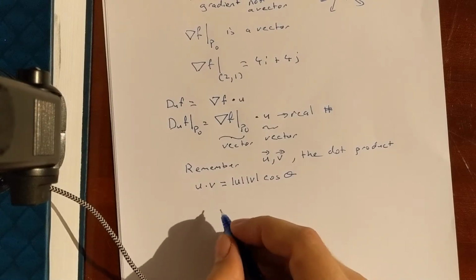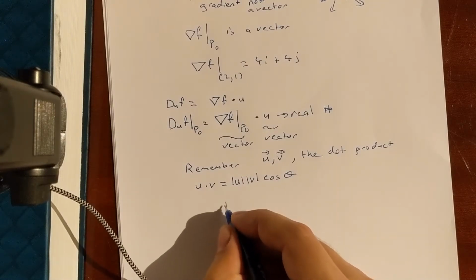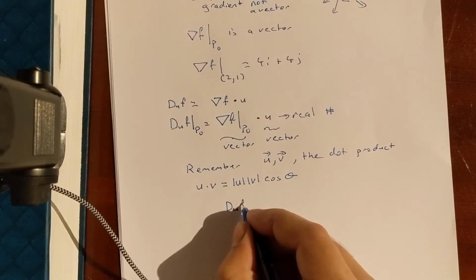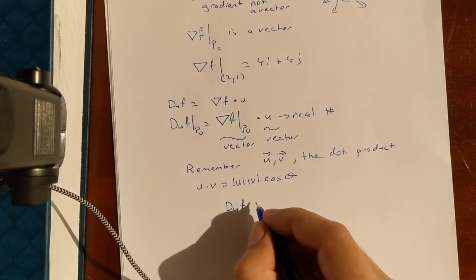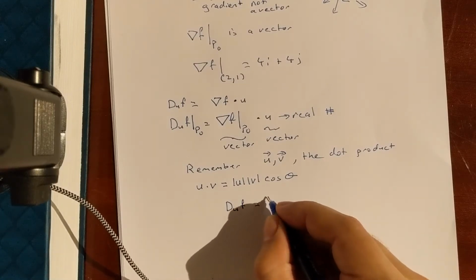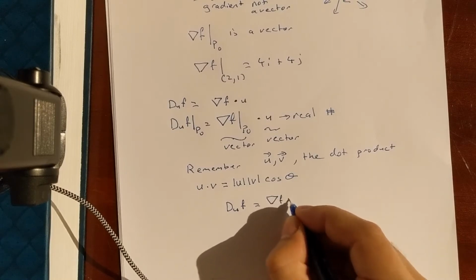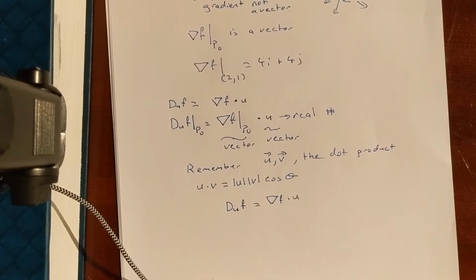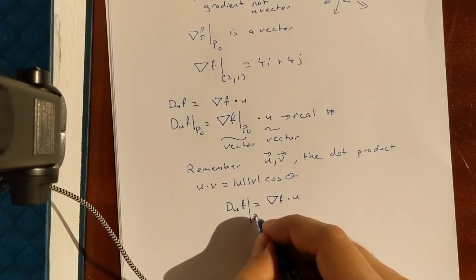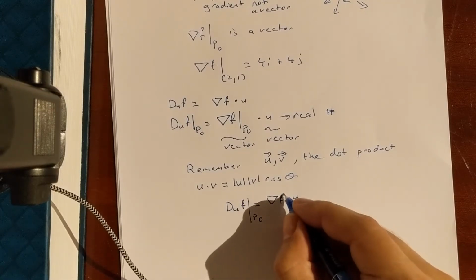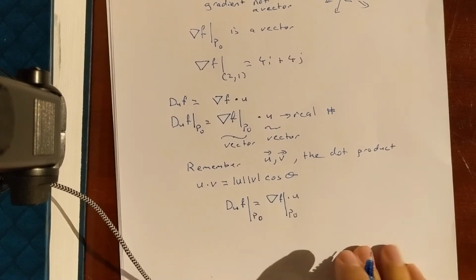And what I'm going to think now is, let's look at the directional derivative in the direction of u, of the function f. Well, we said that this was equal to the gradient of f times u. Now, at a point, let's give ourselves a point p naught.